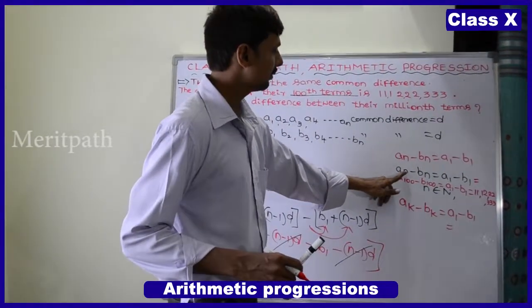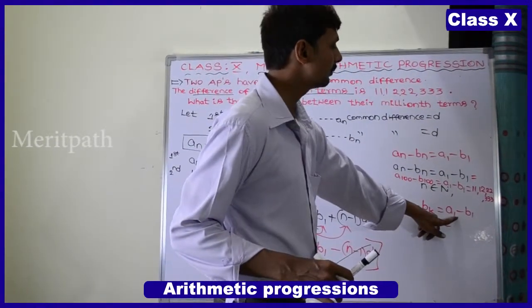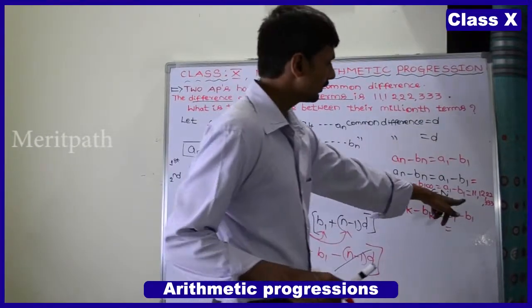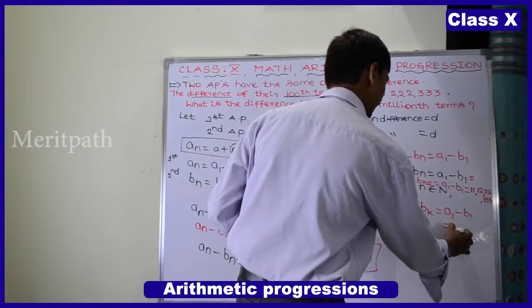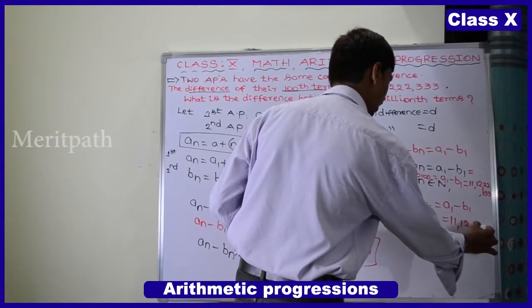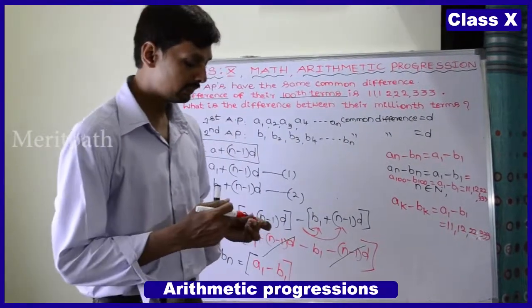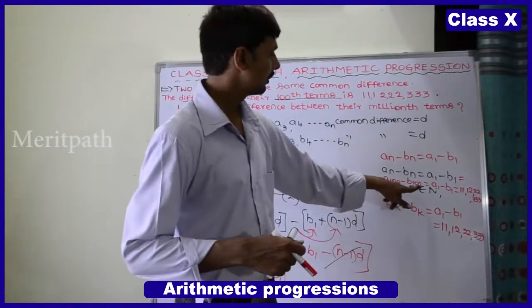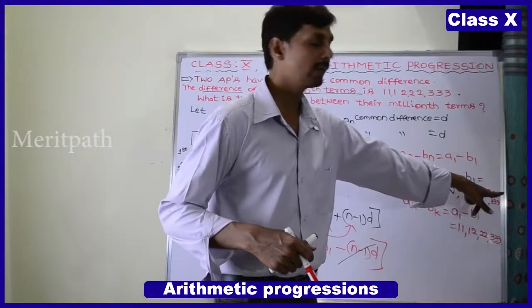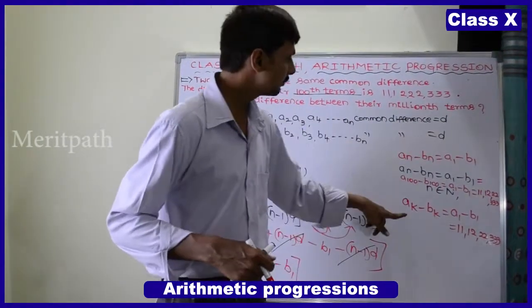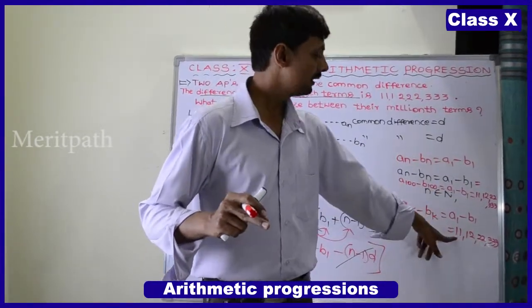If we are taking in this place any positive integer k, any constant number, we will also be getting a1 minus b1, and we know that a1 minus b1 is 11 crore 12 lakhs 22,333. So we can understand the difference between their 100th terms is 11 crore 12 lakhs 22,333. The difference for any integer taken in this place will also be the same value.